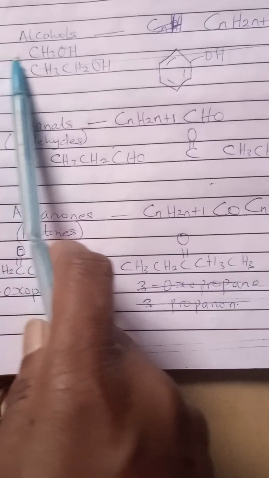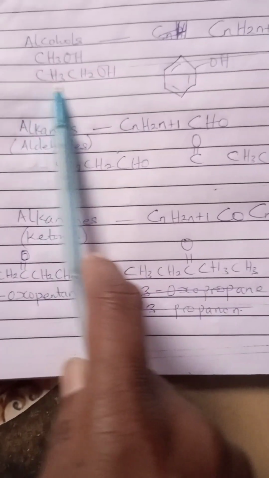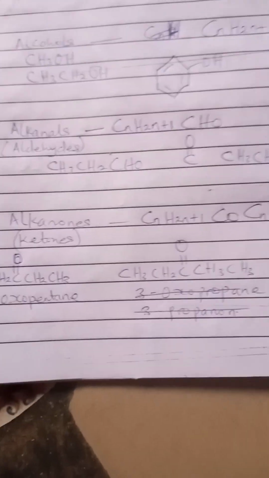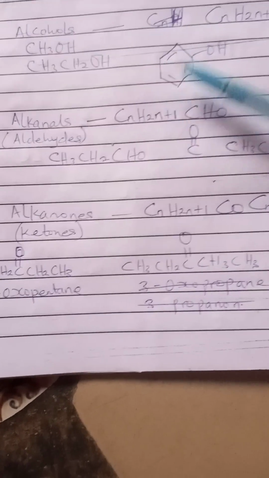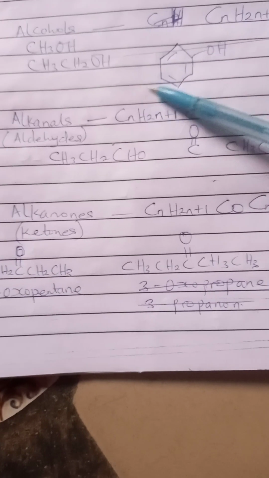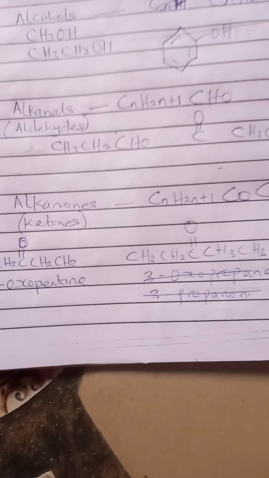This is called methanol, and this is called ethanol. It has 2 carbons, so it's called ethanol, the second member of the series. Then you also have the aromatic alcohols, also known as phenols. That is, of course, a phenolic derivative. For example, here is phenol, a benzene ring with an OH group.